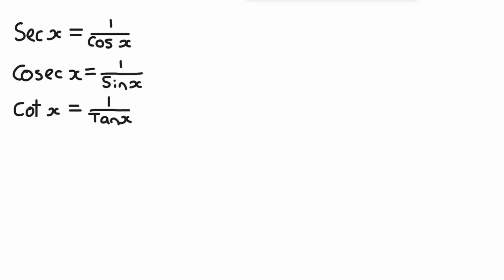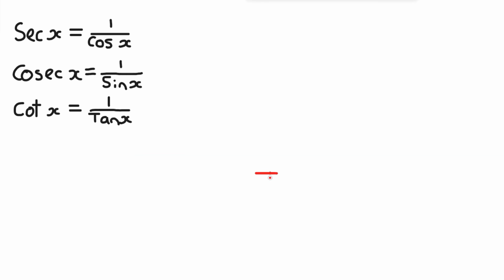We already know of the trig functions sin, cos, and tan. So now we're going to introduce three more trig functions, which are sec, cosec, and cot. And these are reciprocals. Remember, reciprocal is 1 over something. These are reciprocals of trig functions that we already know, where sec x is equal to 1 over cos x, cosec x is equal to 1 over sin x, and cot x is equal to 1 over tan x.